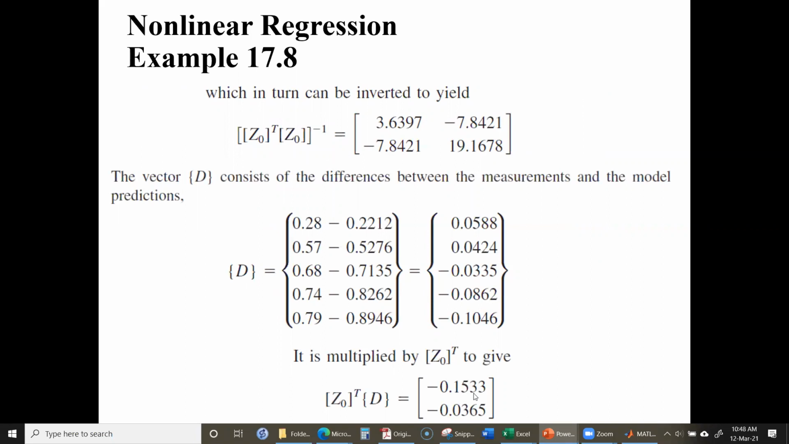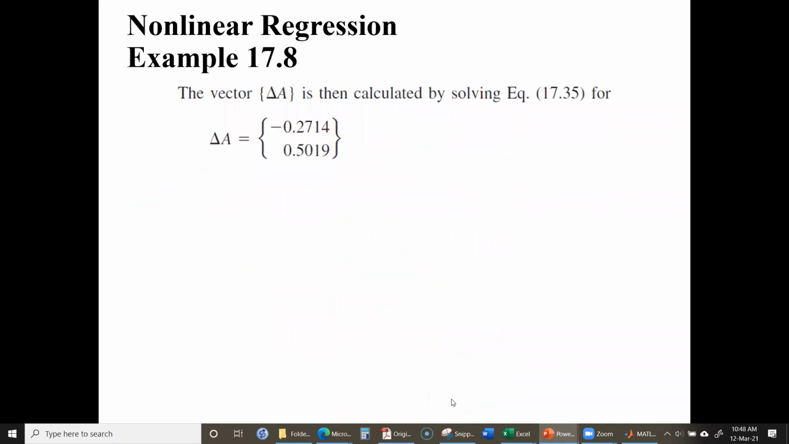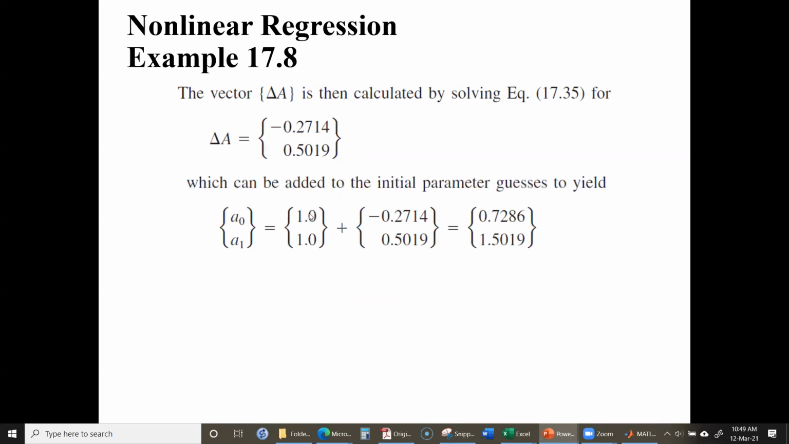After this, we will get this matrix, and then we have this inverse matrix. We will multiply this inverse matrix with this 2 by 1 matrix, and that will give us the delta A matrix, that is the change in the A values, 0.27 and 0.512. The new A0 and A1 values will be the initial A0 and A1 values plus the changes which we have calculated from here. So these are our new estimates of A0 and A1.